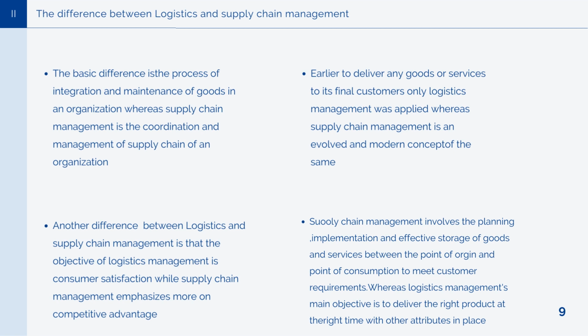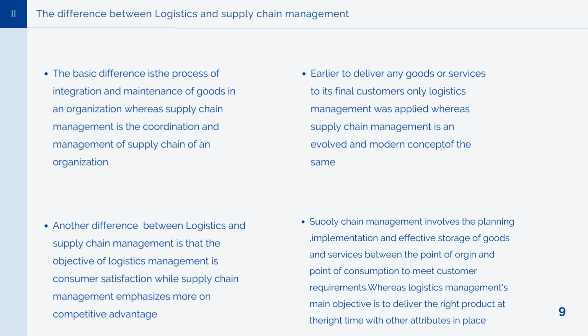The differences between logistics and supply chain management. The basic difference is that logistics is the process of integration and maintenance of goods in an organization, whereas supply chain management is the coordination and management of the supply chain of an organization. Earlier, to deliver any goods or service to its final consumer, only logistics management was applied, whereas supply chain management is an involved and modern concept of the same.